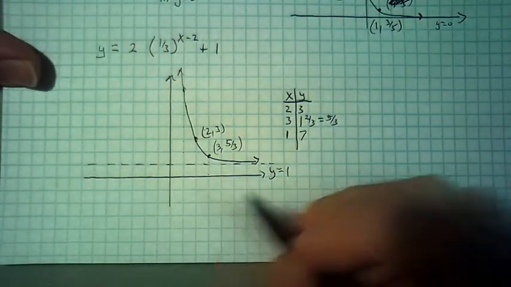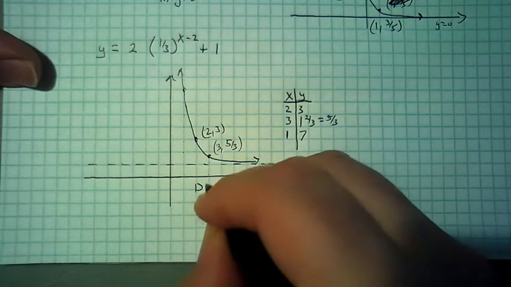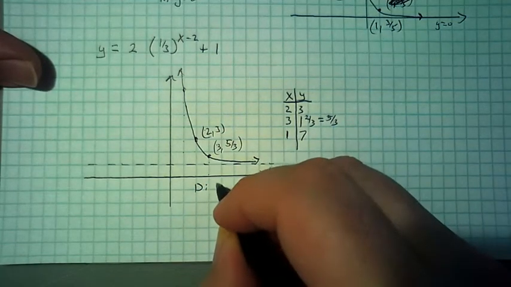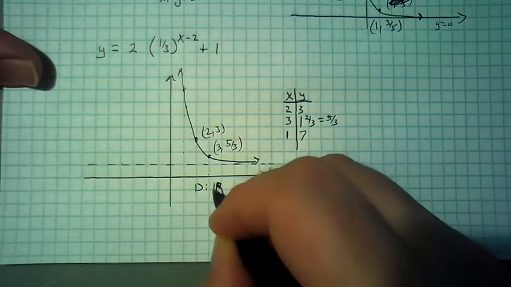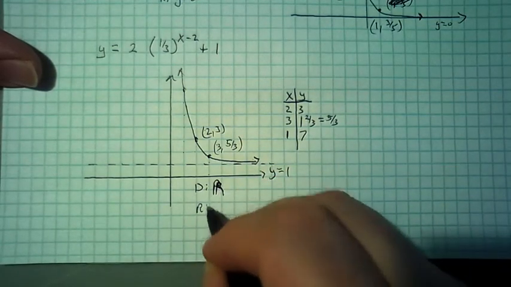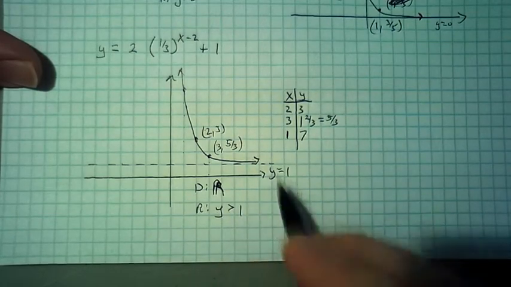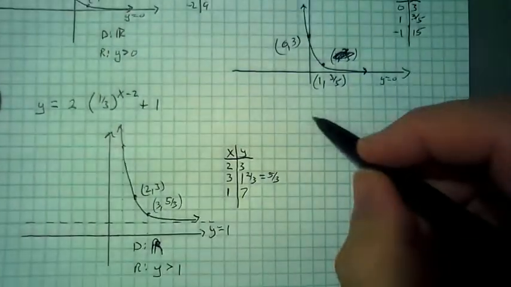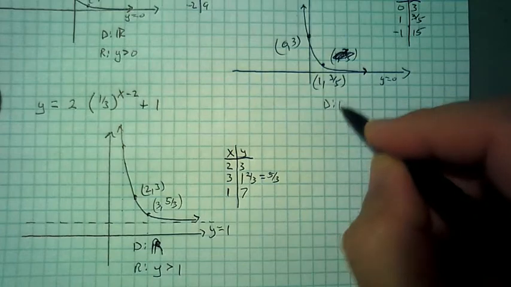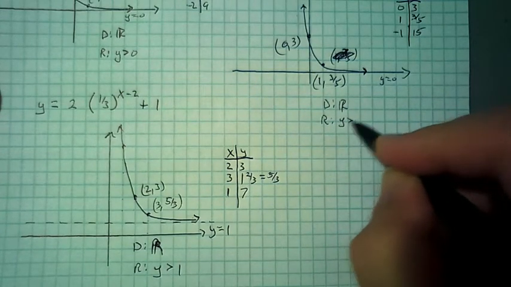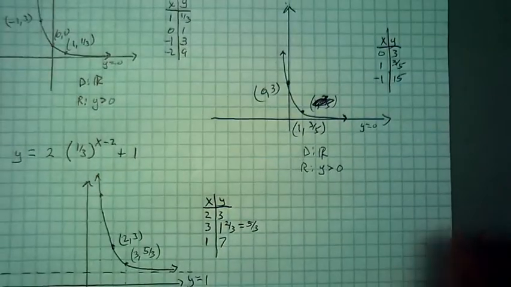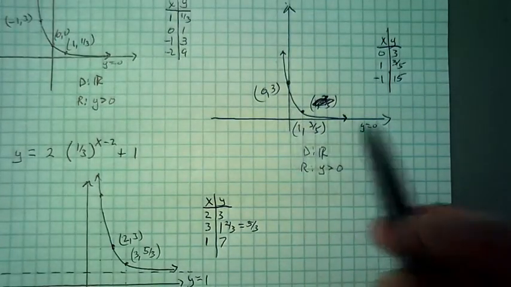The domain, I forgot to do domain for the last one. I'll do that in a second. The domain here, x, all real numbers for the domain. And the range, y has to be bigger than 1 because the asymptote's up here at 1. This one was just like the one before it. Domain was all real numbers. And the range, y is greater than 0. Because the horizontal asymptote there at 0.